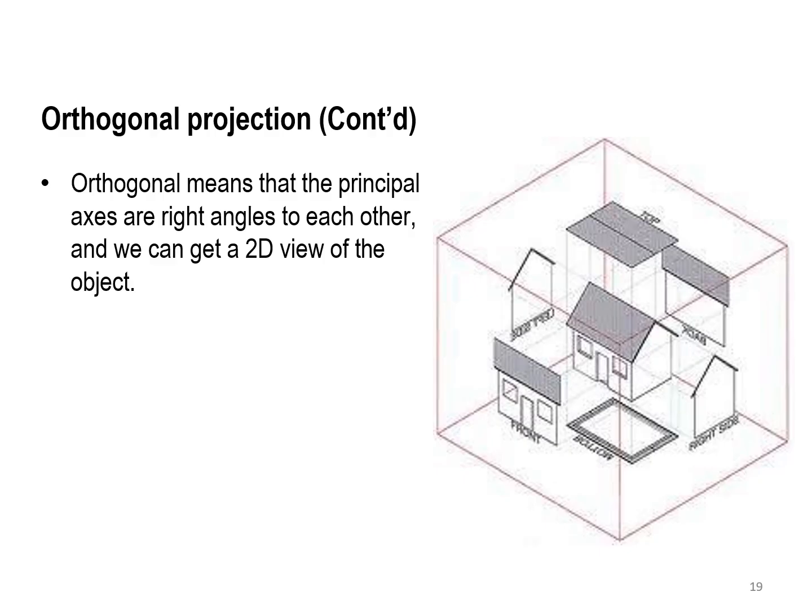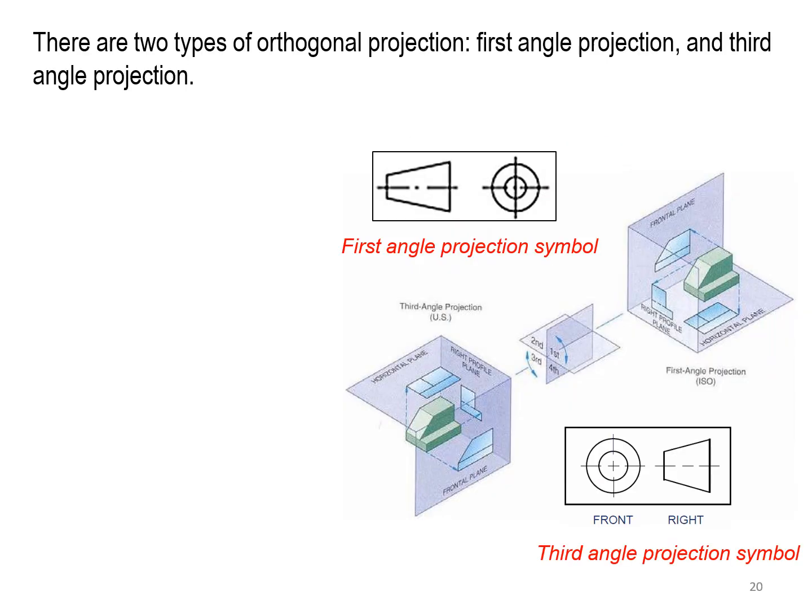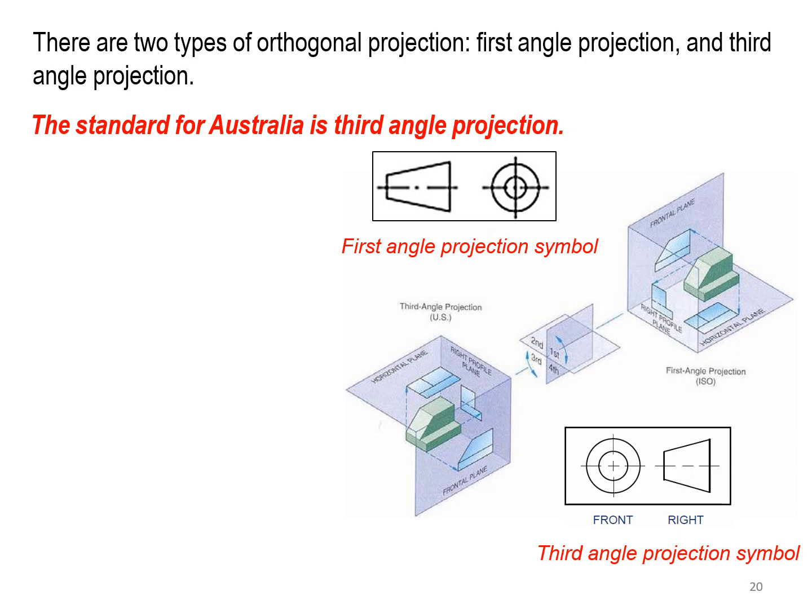So we continue with the orthogonal projection. Orthogonal means that the principal axes are going to be at right angles to each other, and we can get a 2D view of objects. There are two types of orthogonal projection: the first angle projection and the third angle projection.